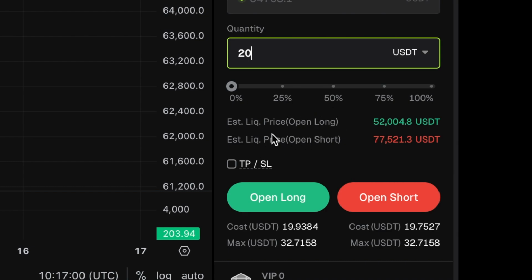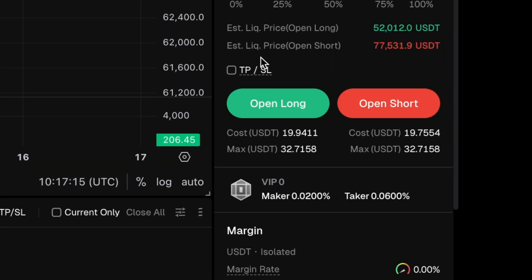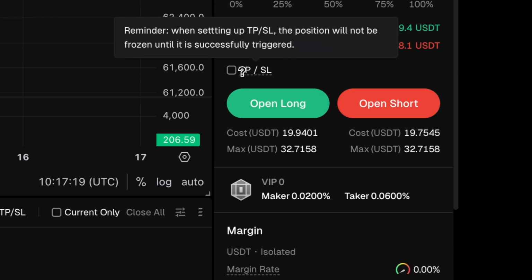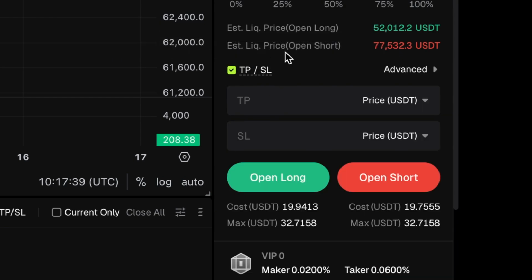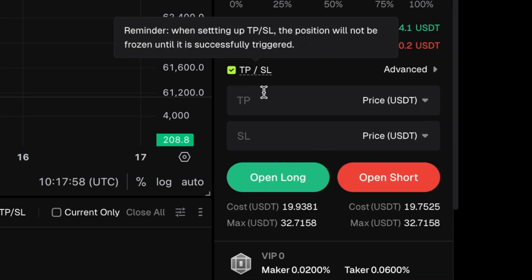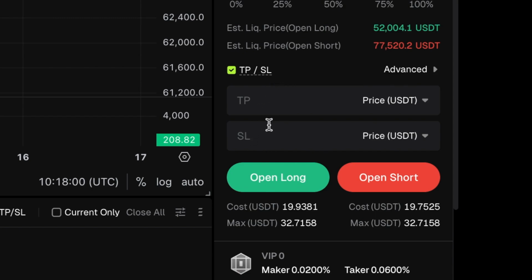However, like I said earlier, you generally don't want to be in a position where you're getting liquidated at all. So to prevent that and safeguard ourselves from unnecessary loss, what we're going to do is set up a stop loss. To do that, you want to click this TP/SL box here. This lets us set up both a take profit and a stop loss target.